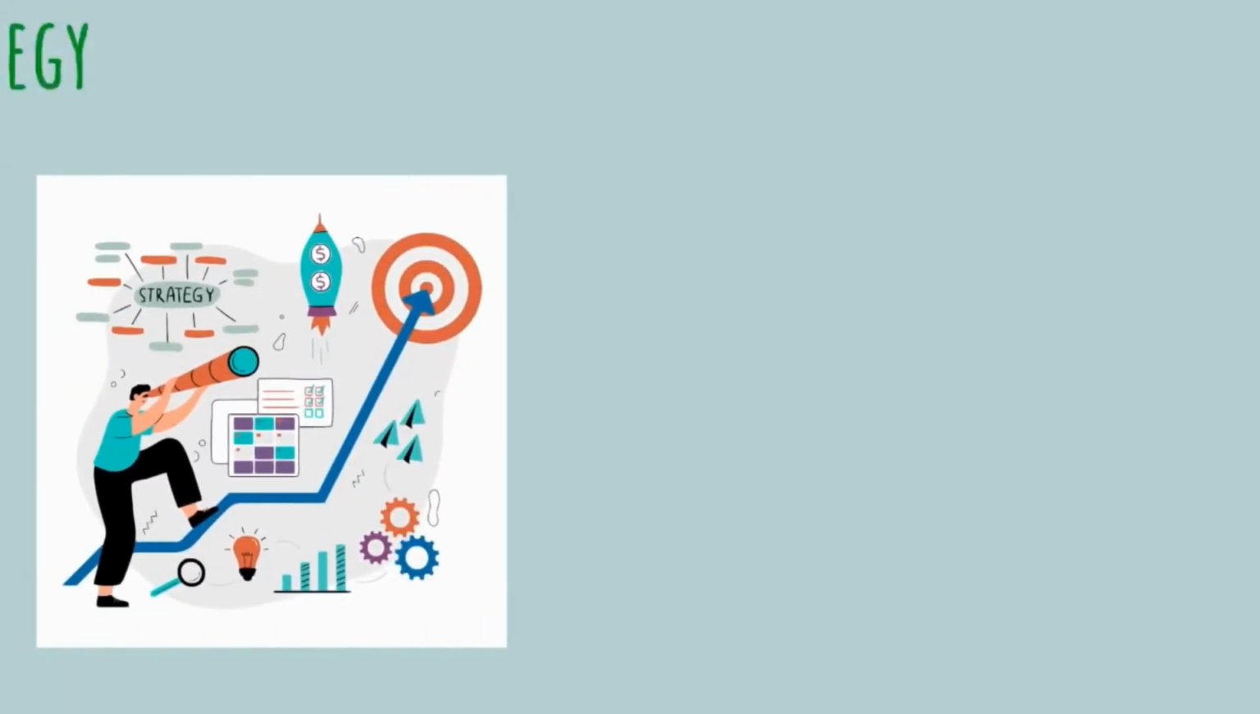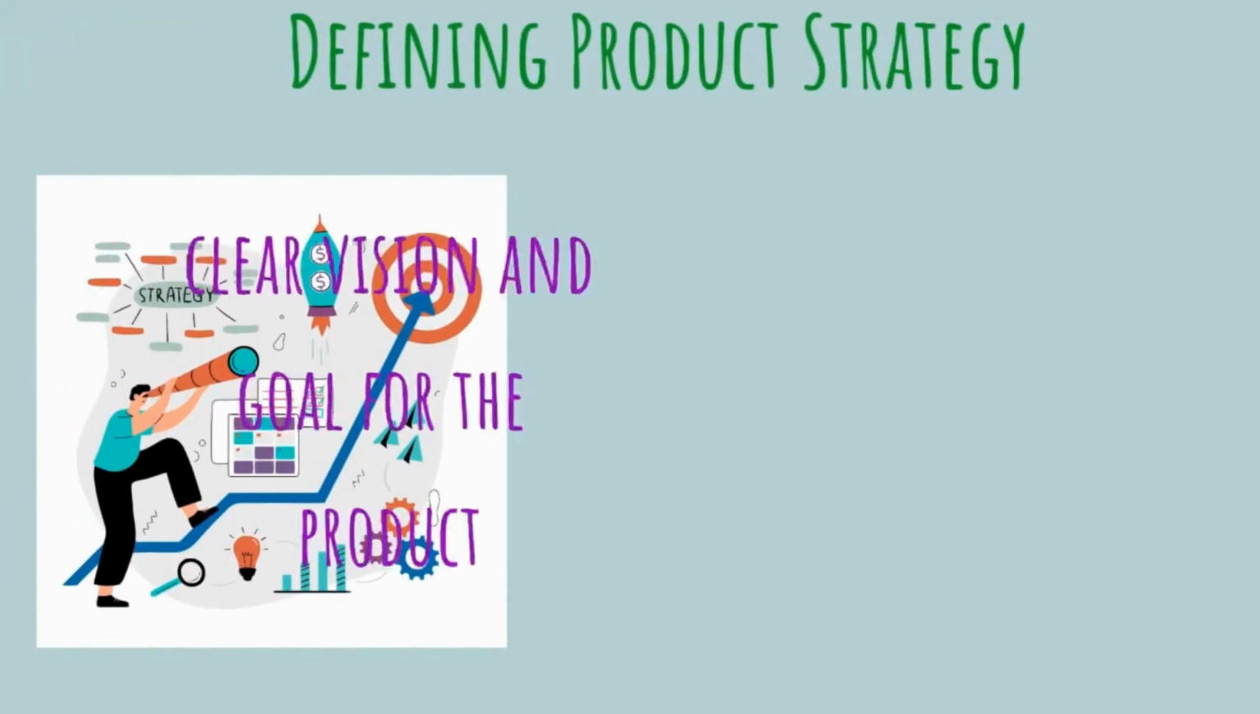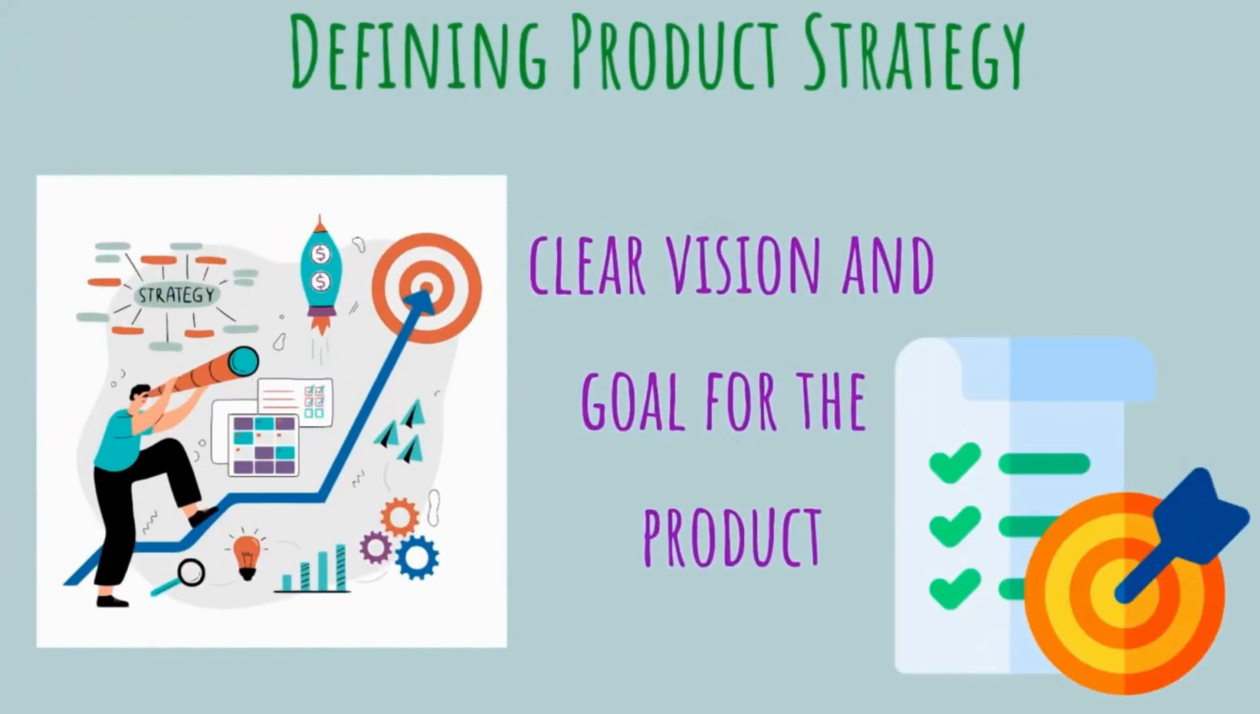Topic 3. Defining product strategy. Setting product vision and goals. The key to effective product management is establishing a clear vision and goal for the product. The following steps will help you set a compelling vision for your product.